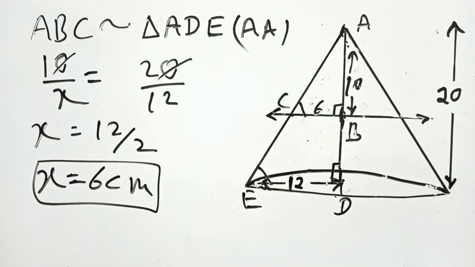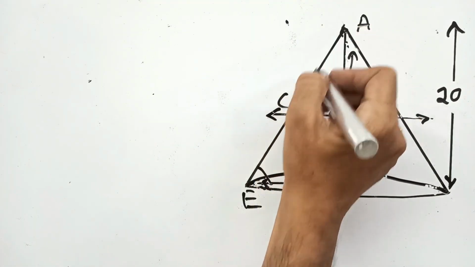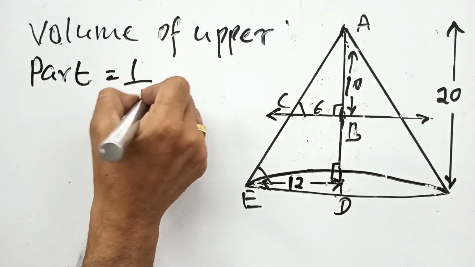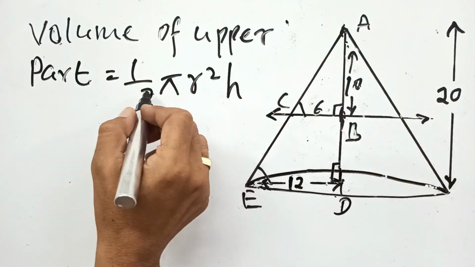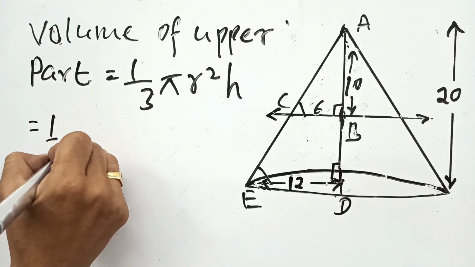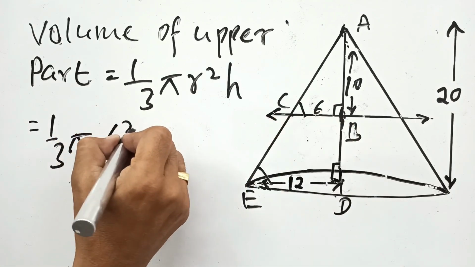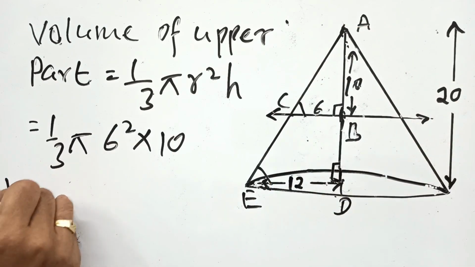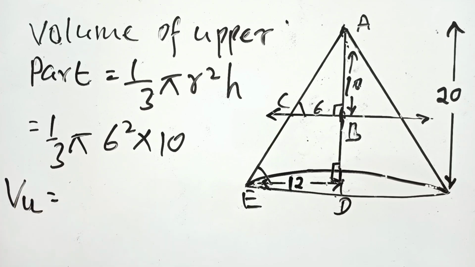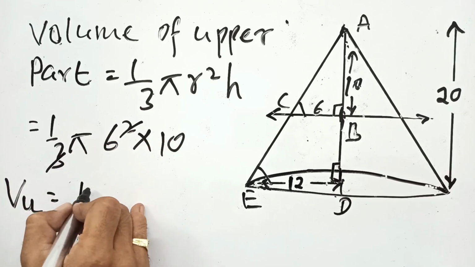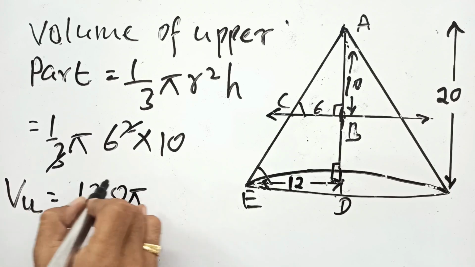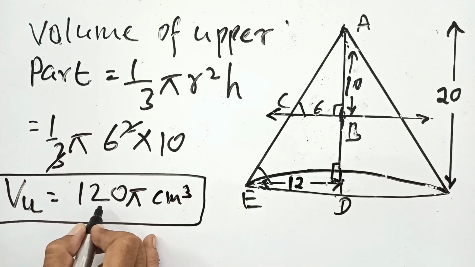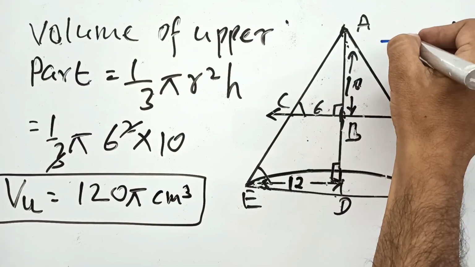Now let us find the volumes. Volume of this upper part, meaning the smaller cone. It is in the form of a cone, 1 upon 3 pi r square h. Radius is 6 and height of this cone is 10. So let us denote this upper part by VU. VU means upper part. So this is cancelled. Finally this will come 120 pi centimeter cube. So the volume of the upper part is 120 pi centimeter cube.